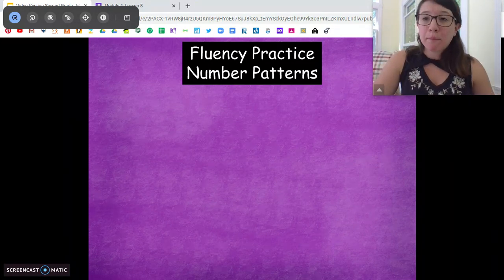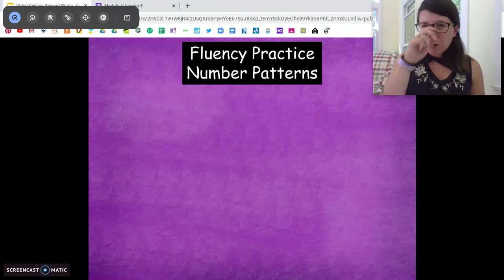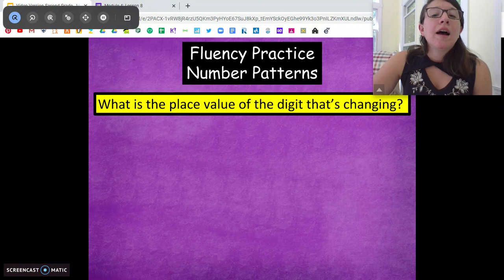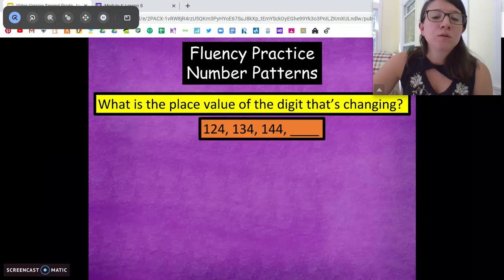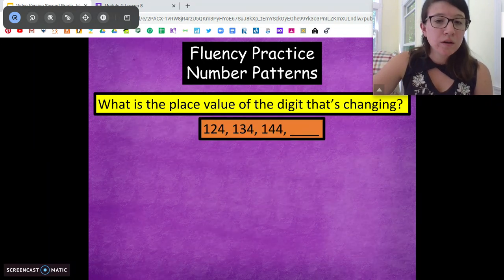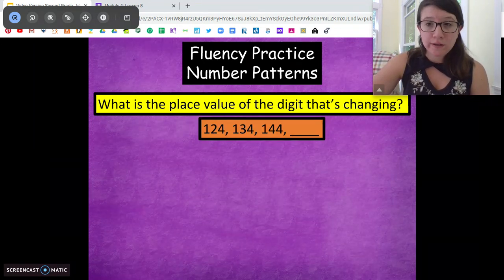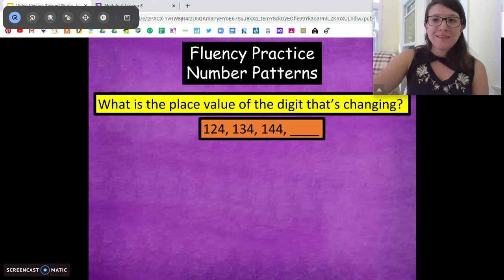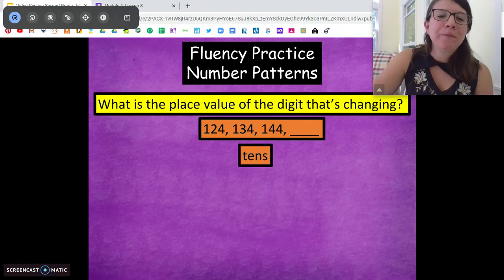All right. Before we get into our lesson, I want to do a little bit of fluency practice. We're going to review number patterns. We did this a couple lessons ago, but it's important to recognize patterns in numbers. So I'm going to show you a pattern. I want you to tell me the place value of the digit that is changing. Okay? So our pattern is 124, 134, 144. What place value is changing? Yeah, the tens place. Very good.